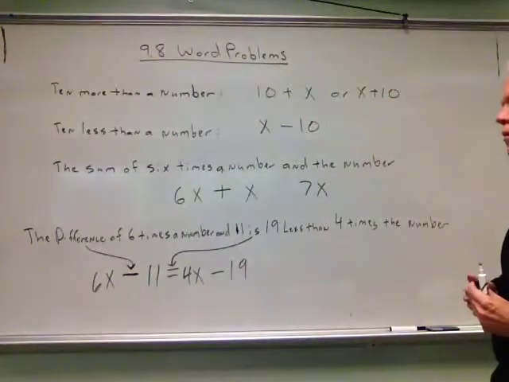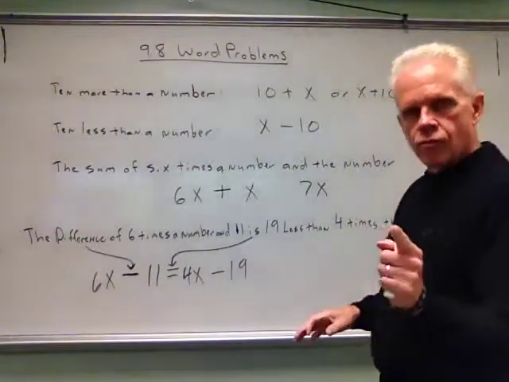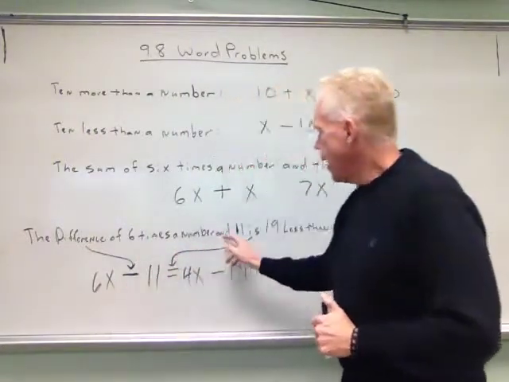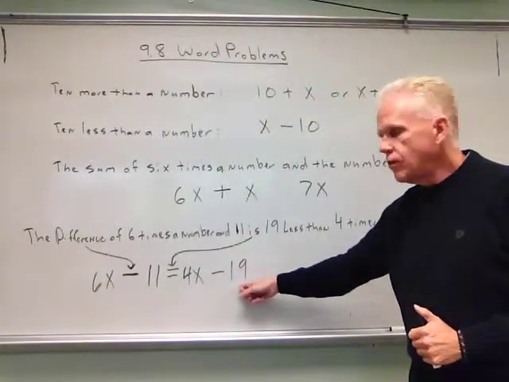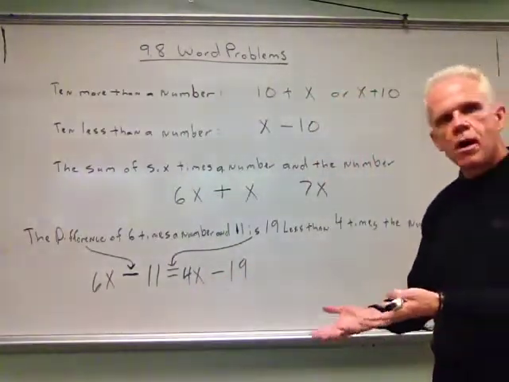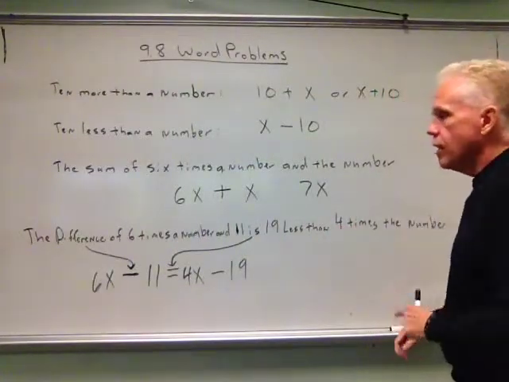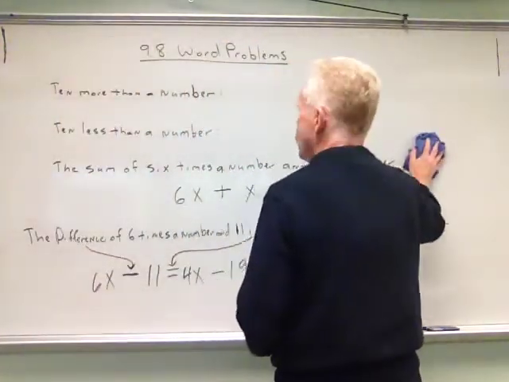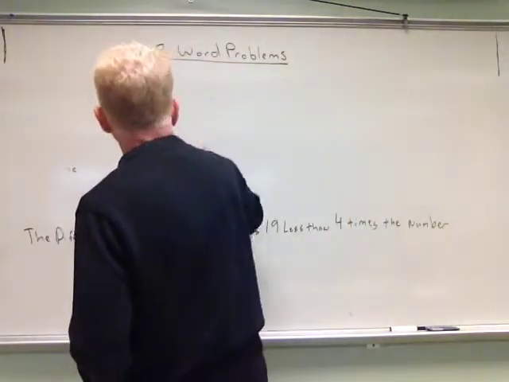So that's a fairly complex word puzzle that we put together this way. Let's review it again. The difference, subtraction, of 6 times a number and 11, is 19 less than 4 times the number. 19 smaller than 4 times the number. Now, if we need to solve that equation, we know we can solve that equation. Let me create a little space here at the top, and let's do a quick solution for that equation, just reviewing back a little bit.